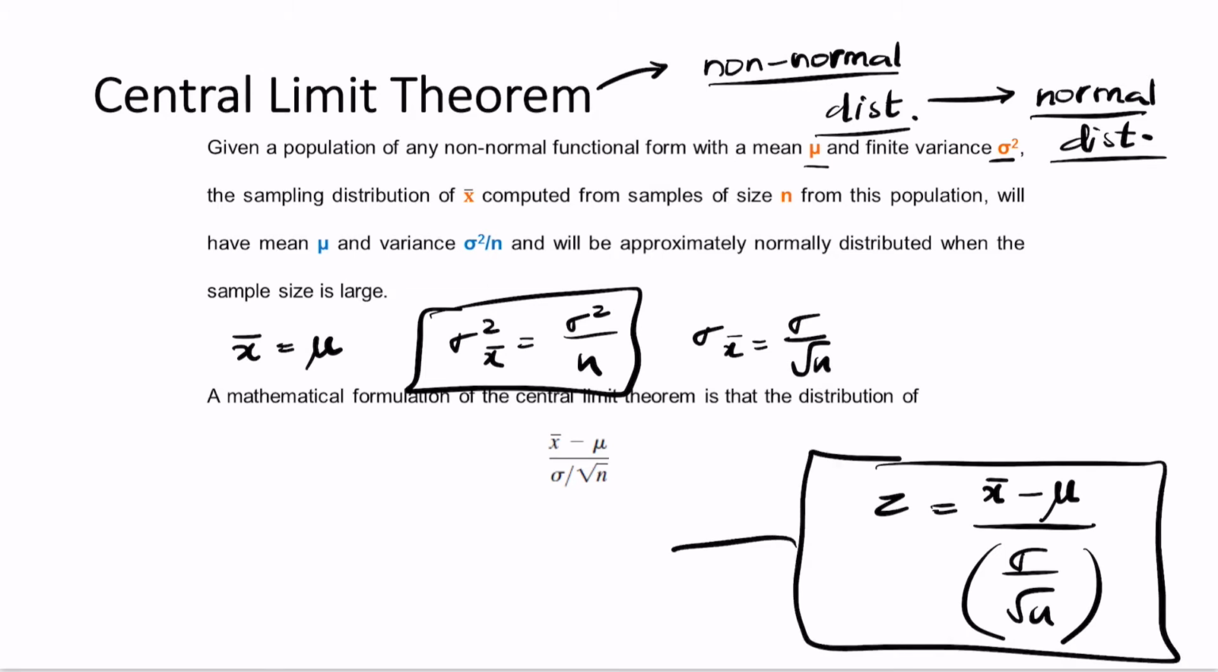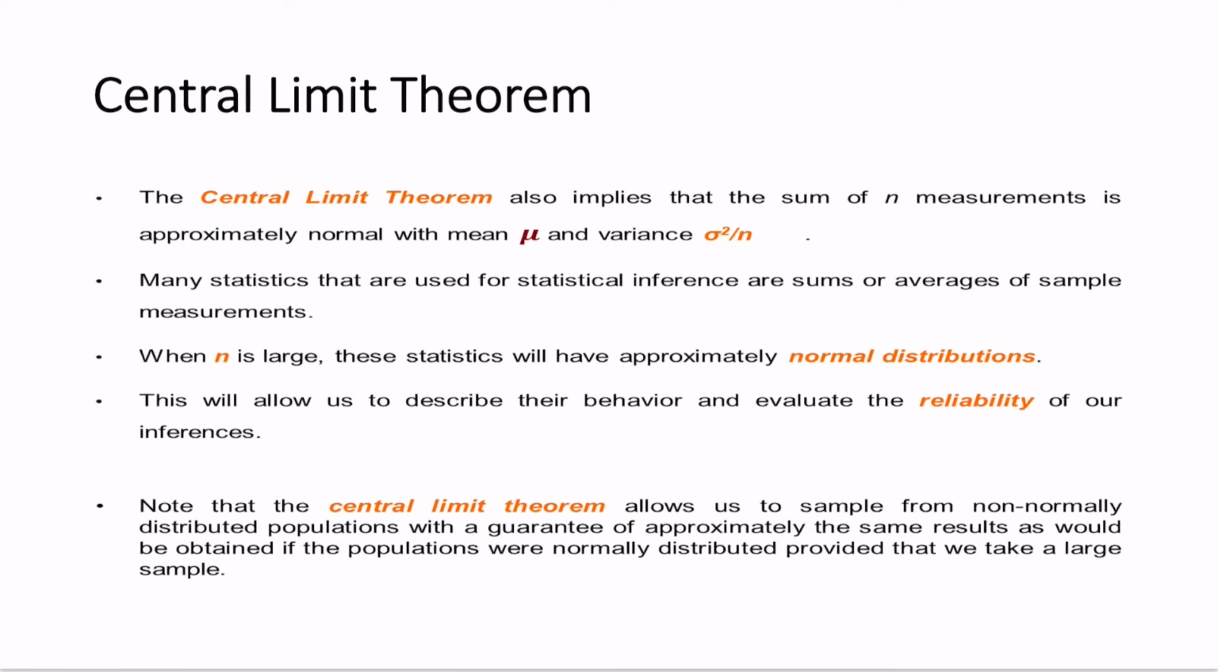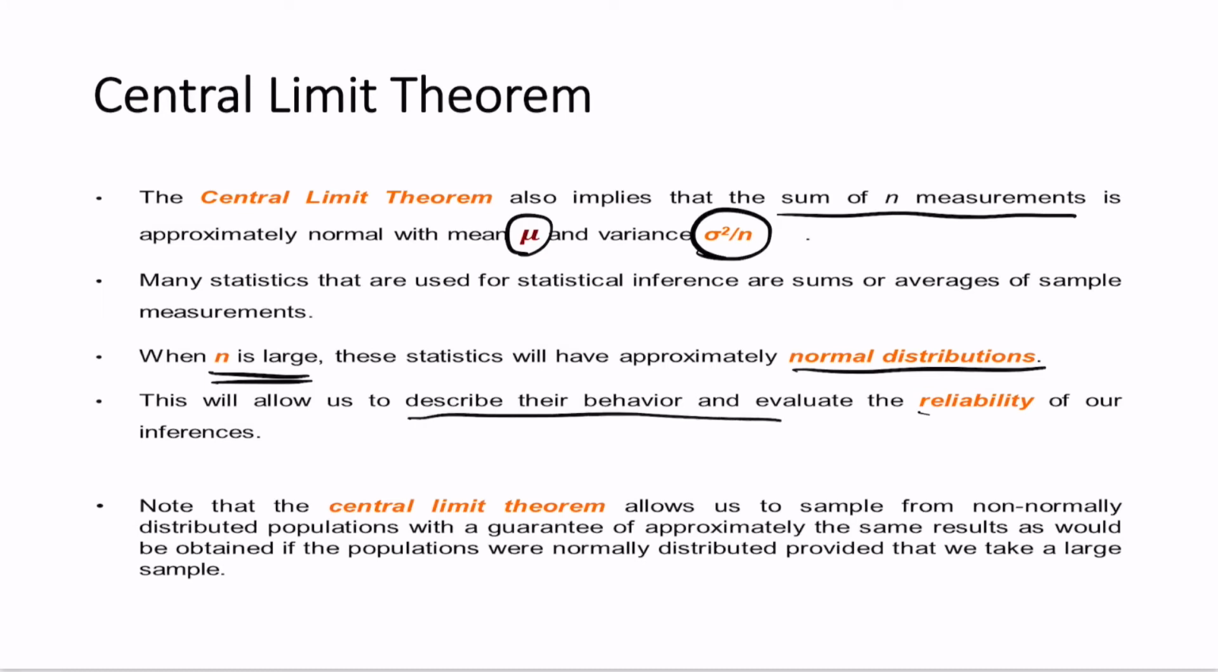So this basically refers to the central limit theorem, CLT. So z equals x bar minus mu by sigma by root n. The central limit theorem also implies that the sum of n measurements has mean mu and variance sigma square by n. When this n value is large, we can approximate these distributions as normal distributions. Because of this, it allows us to describe the behavior and evaluate the reliability of these inferences.